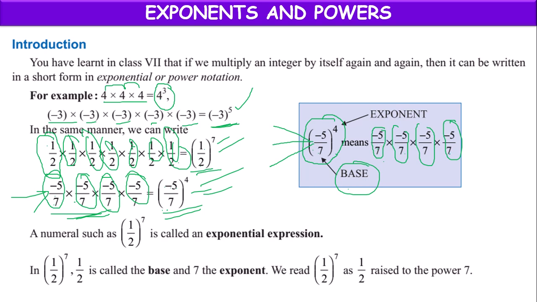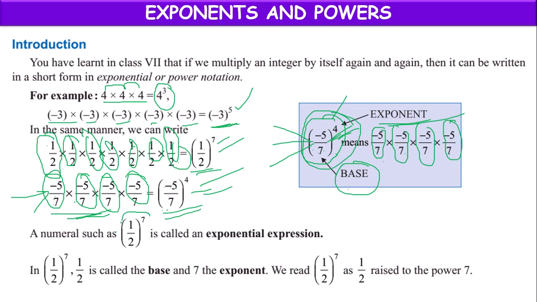How many times it is multiplied will be expressed above the number. That 4 is called the exponent. So this total form is called exponential form.